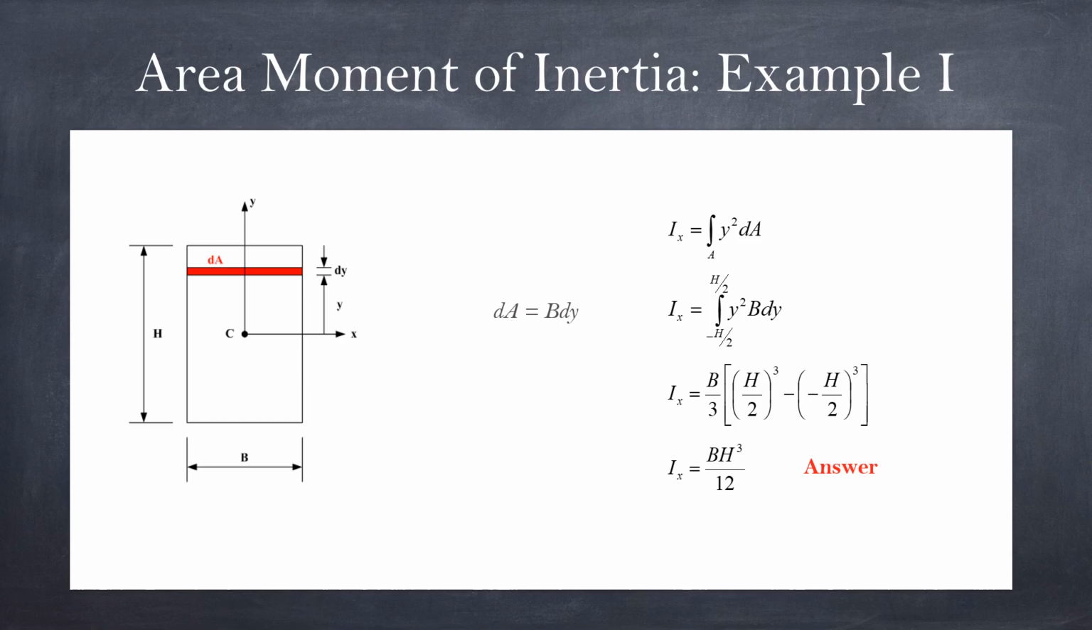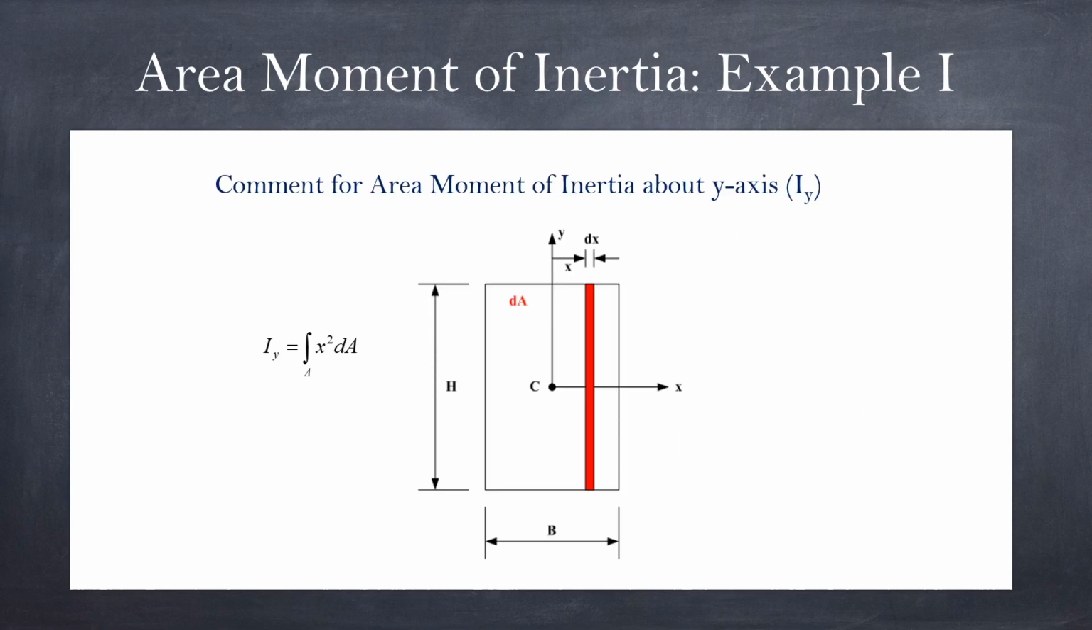Notice that for Ix, b is power 1, but h is power 3. So let's talk a little bit, just a hint, on this. If we want to do Iy, we'll use the same concept. We'll draw a small representation of dA, but this time, because it's x squared dA, it has to be the same x on the strip, so it's a vertical strip. And of course the height is h, the thickness is the small change in x, so we call it dx, and then the whole process is completed the same.